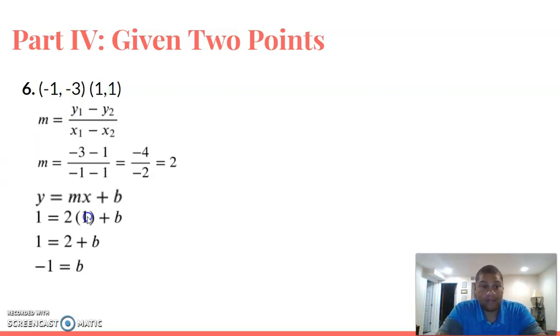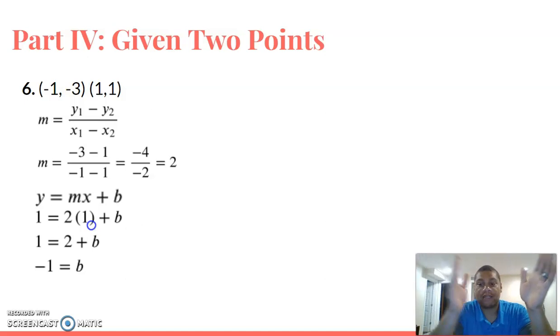And once I plugged the 1 in here for x, the 2 was the slope that I found. The 1 here is the y from the same point. 2 times 1 is 2. Subtract 2 from both sides. I get -1 equals b. Okay, so this step here is to pick one of these 2 points, plug them in for x and y, plug in the m value that we just found, and we can do the same thing that we did in the previous problem. It's all about finding b.